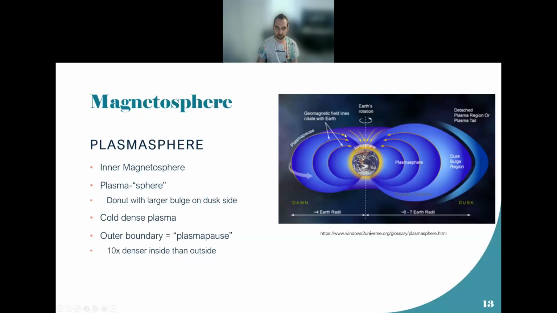The plasma pause separates the plasmasphere from the outer magnetosphere. And what's physically important about the plasma pause is that the plasma is 10 times denser inside the plasmasphere as outside. So that's the physical reason for separating it into two different regions.